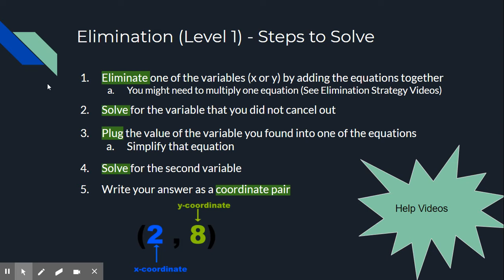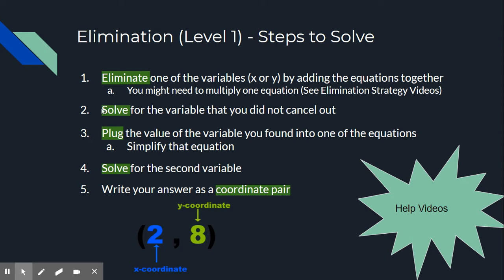So the first step is to eliminate one of the variables, the x or the y variable, by adding the equations together. And we might need to multiply one of the equations to make it into an equivalent equation. So if you look at the elimination strategy videos in Delta Math, you can learn how to do that.